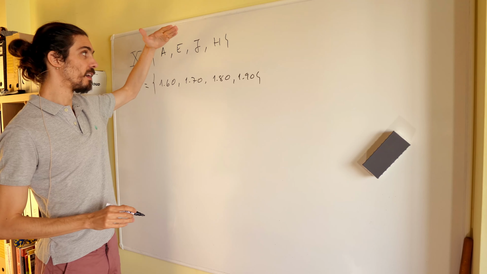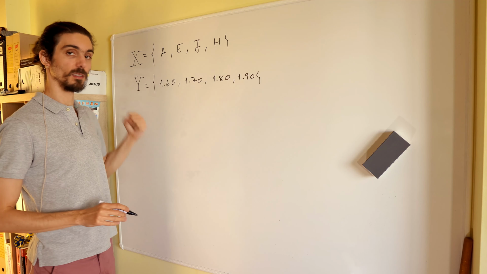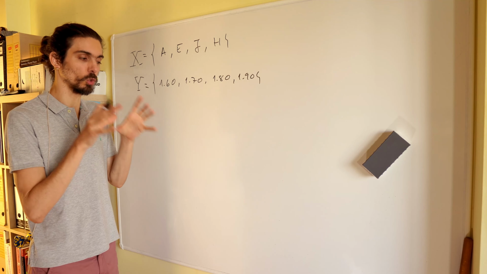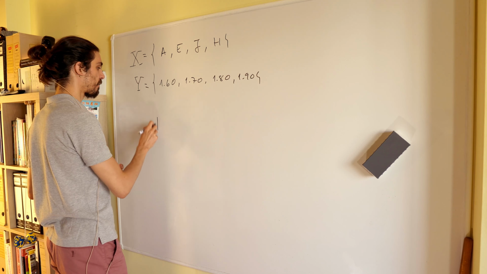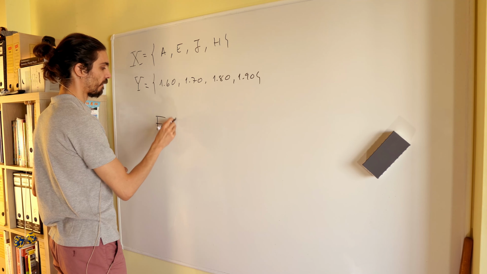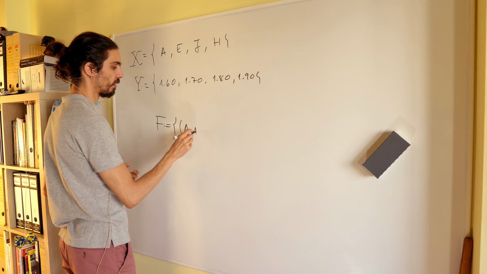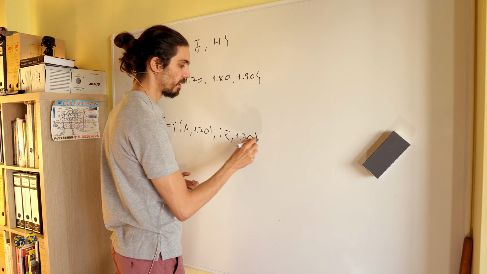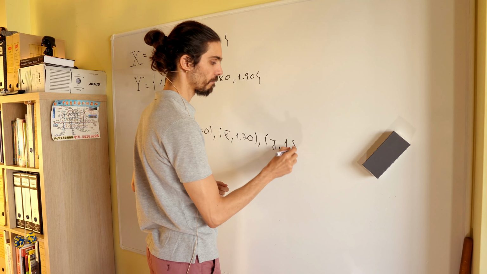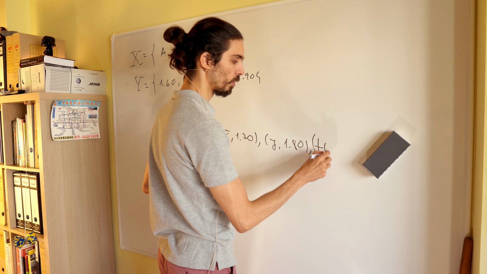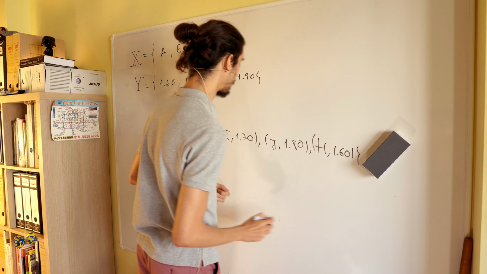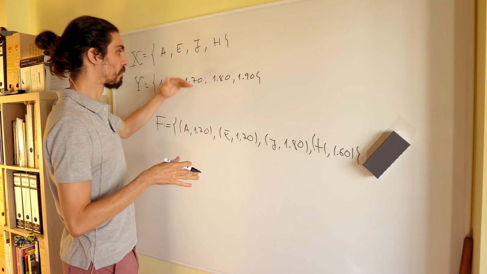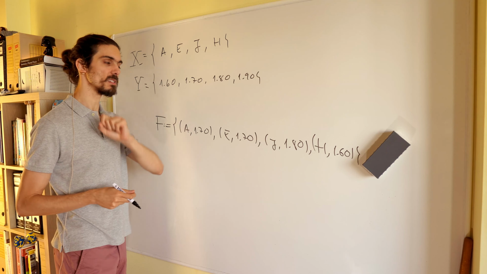Now, recall that by making the Cartesian product between these two sets and taking a special subset of it, we arrived at a function f which labels Abby with 170, Eve with 170, John with 180, and Hugo with 160. This is one example, one possible subset of the Cartesian product between these two sets. But now let's take another.